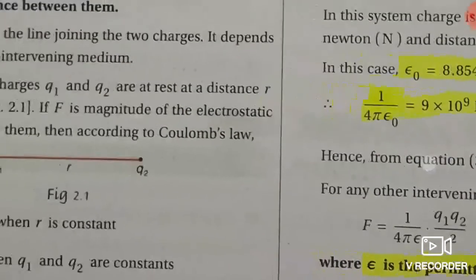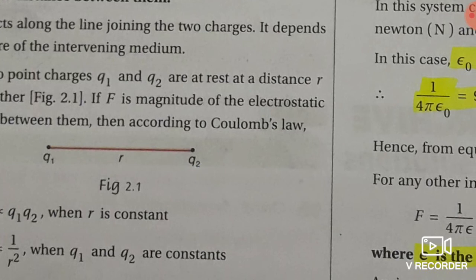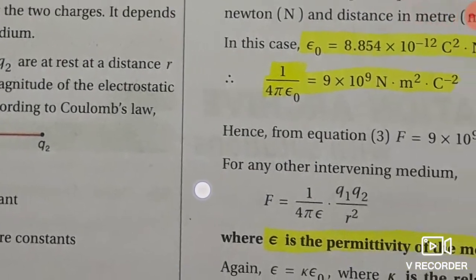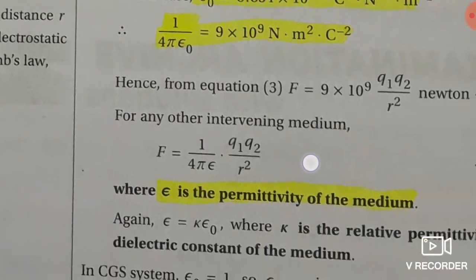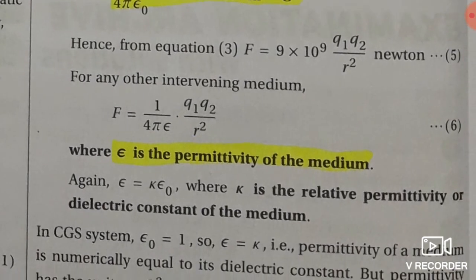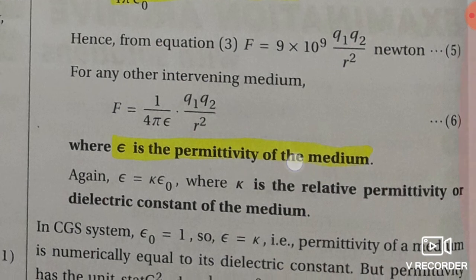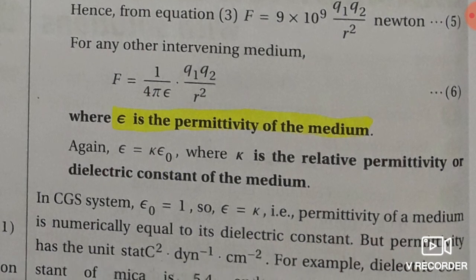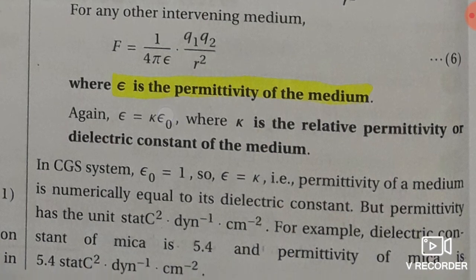Now if we place these two charges in any other medium apart from air, the medium may be oil, maybe NaCl solution, anything, then the expression becomes 1 by 4 pi epsilon q1 q2 by r square, where epsilon is the permittivity of the medium in which the two charges are immersed. So what is the relation between epsilon and epsilon 0? Epsilon is equal to K epsilon 0, where K is the relative permittivity or dielectric constant of the medium. So this is the expression.